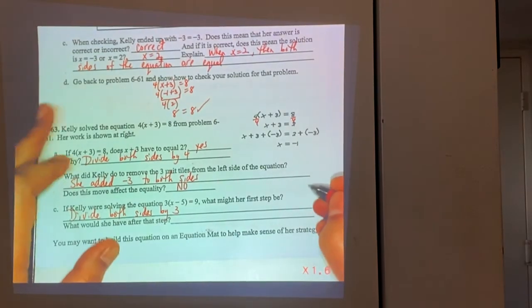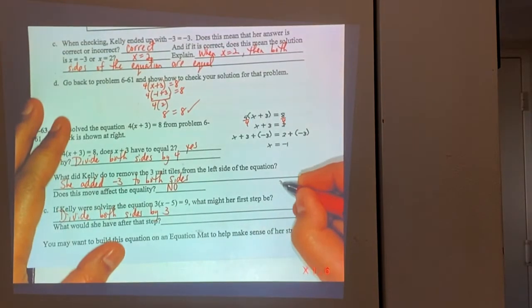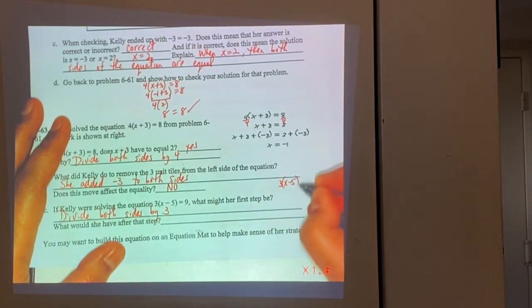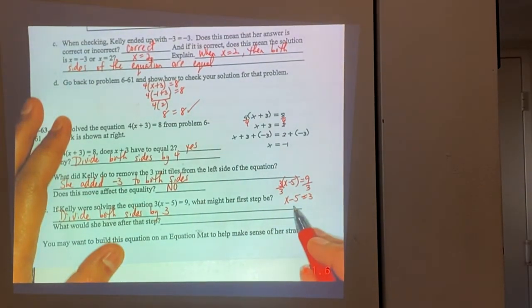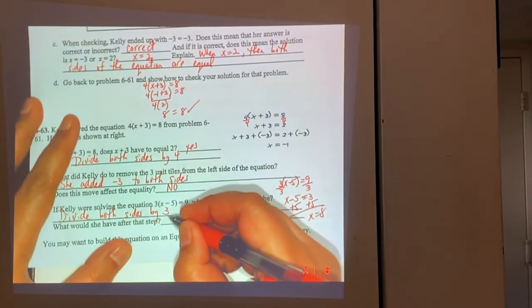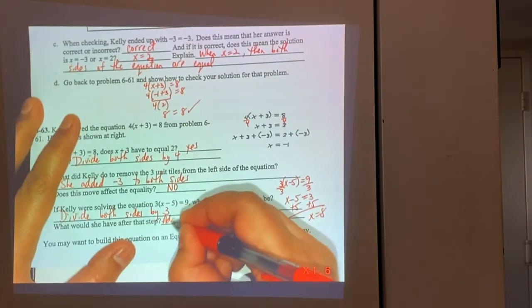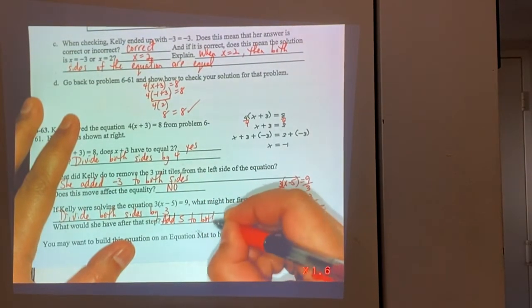Okay, so let's actually do it here. So we have 3(x - 5) = 9. So if I divide by 3, I get x - 5 = 3. Okay, so then what would my next step be? It would be to add 5 to both sides. Let's do that. Add 5, x equals 8. Her next step would be add 5 to both sides.